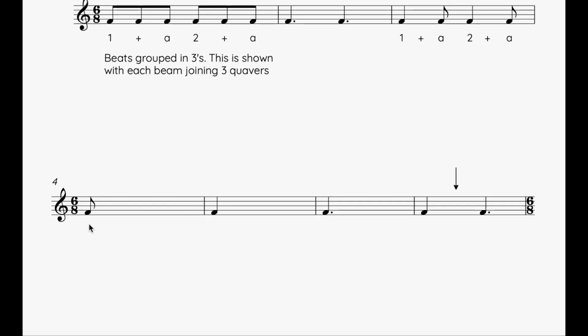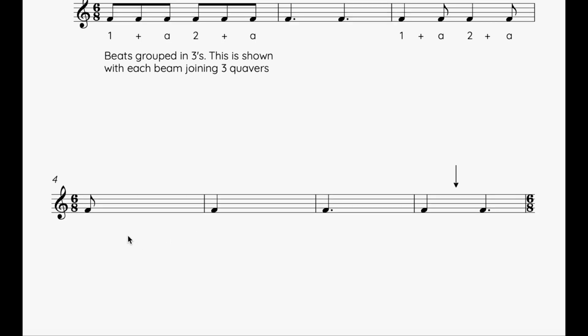So here is a typical question. It's a 6/8 time signature and you are given a quaver and you are asked to complete the rest of the bar. So let's look at how we answer this question because this will help you to understand it better. What you have to do in order to complete this bar is work compound beat by compound beat.